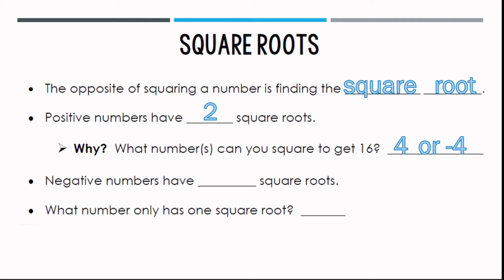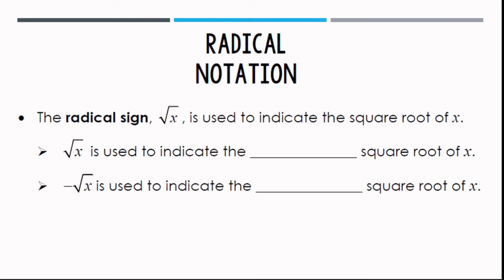Now, a negative number has no real square roots, and we'll talk about real numbers later, but you won't be dealing with negatives. If you see a negative square root right now, you would put not possible. We're not going to touch on that. And there is a special case. There is one number that only has 1 square root, and that is 0. Okay? So when we go to solve equations, and we're going to deal with this in a little bit, you're going to have 2 possible outcomes.